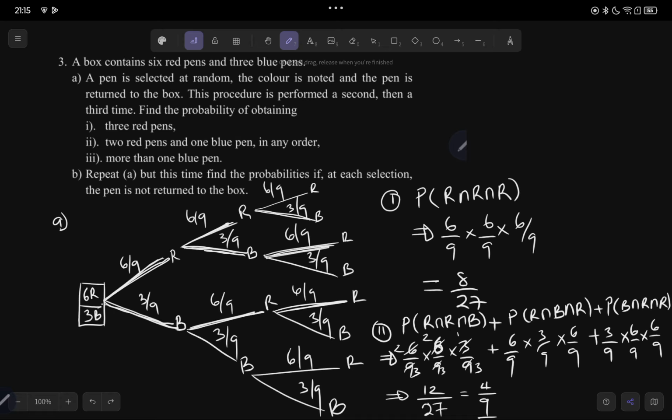More than 1 blue pen. More than 1 blue pen means either 2 blue pens or 3 blue pens. Either 2 blue pens or 3 blue pens. No, more than 1 blue pen. Either you have 2 blue pens or you have 3.